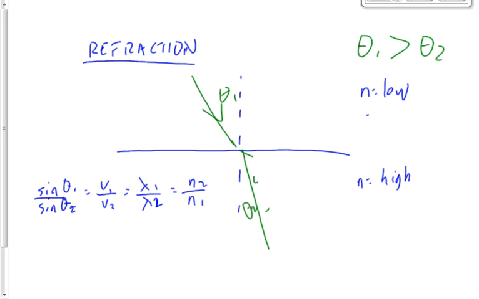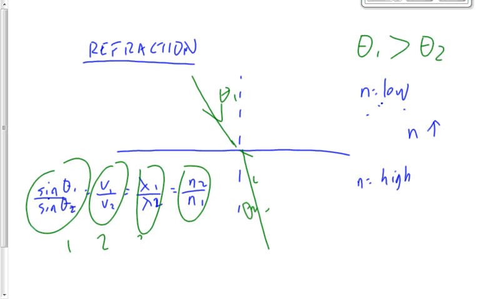N2 over N1, theta 1 over theta 2. You can see here, as N went up in this case, N increased. What happened to theta? It decreased because N increased and because the speed decreased as a result of that. Whenever you're solving problems using this equation, you got to pick two parts. There's 4 parts here. Pick 2 parts, set them equal to each other. Okay, solve for what you're looking for.